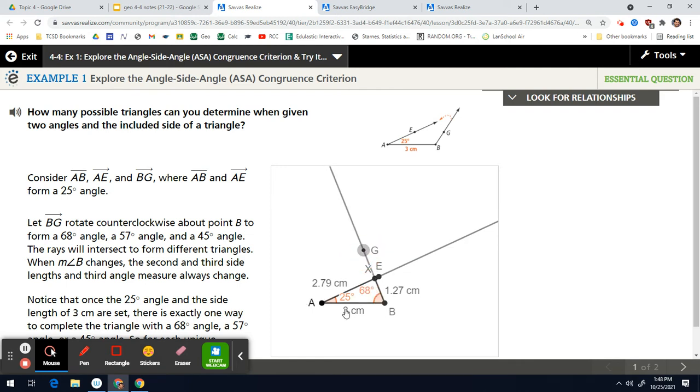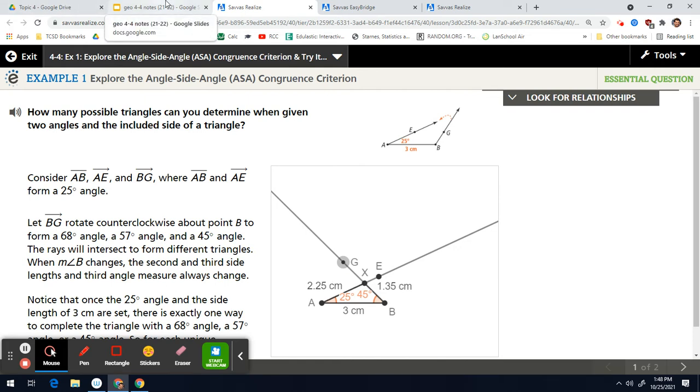Notice that there is only one triangle here, right? Where these 2 sides intersect, that would complete the triangle. So there's one triangle. What if it's a 57-degree angle? Again, you notice still only one triangle, not multiple triangles. But a 45-degree angle, still only one triangle, okay?